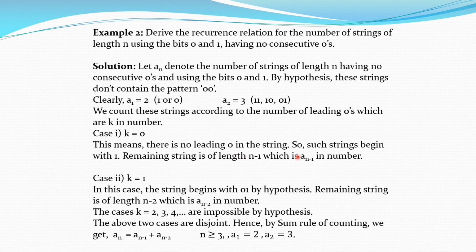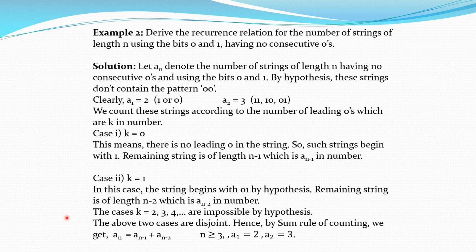without consecutive zeros. Now case 2, k equal to 1. k equal to 1 means leading zeros are 1 in number. Leading zeros means the number of starting zeros. So k equal to 1 means the string will start with 0. Now as the string is starting with 0, after that 1 must be there because consecutive zeros are not allowed. So if one leading zero is there, then such a string begins with 0, 1 by hypothesis. Now already we have filled 2 places out of n places. So n minus 2 places are remaining, which again we have to fill by using 0 and 1 and without consecutive zeros. So how many ways are there to form a string of length n minus 2 using 0 and 1 without consecutive zeros? That is a_{n-2} in number.